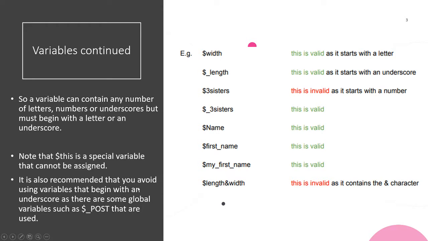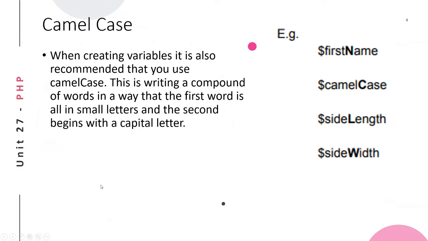It is also recommended that you avoid using variables that begin with an underscore. Now, it is valid and you can use it, however, when we progress through this unit you'll be using a lot of these, which is getting a piece of information to post to a server. You'll be using a lot of these, and there are a few others as well that will have an underscore, so you don't want to be messing up with these or getting confused.